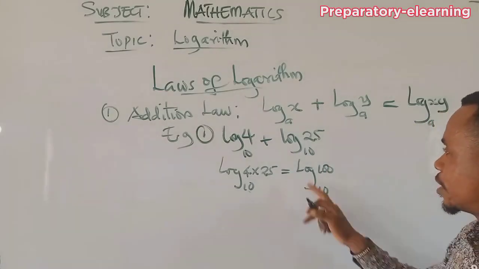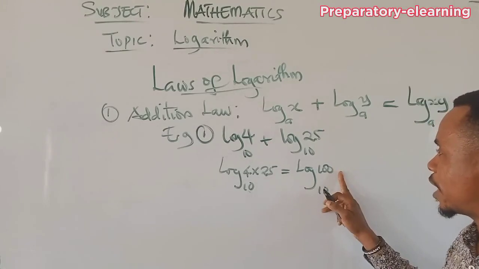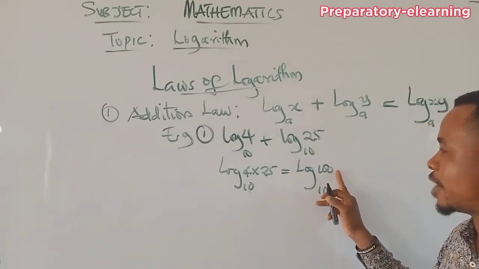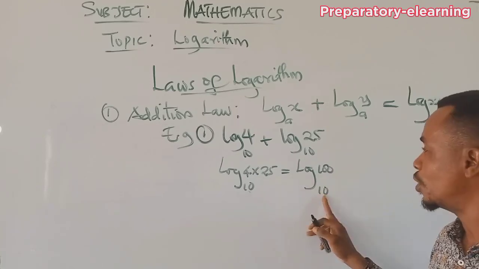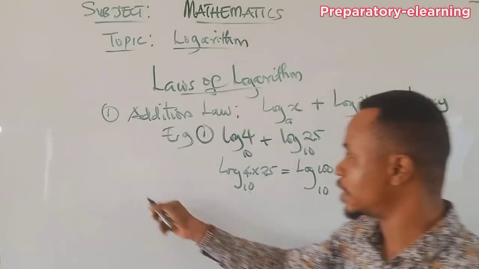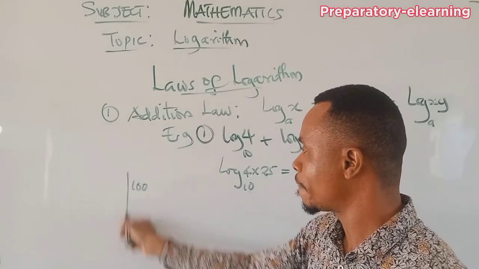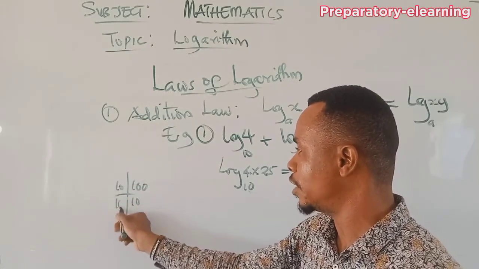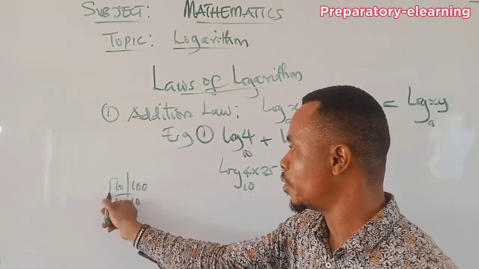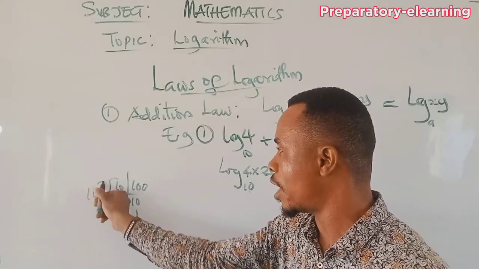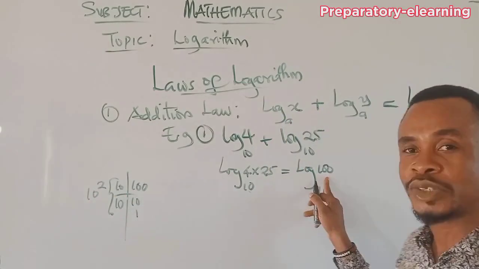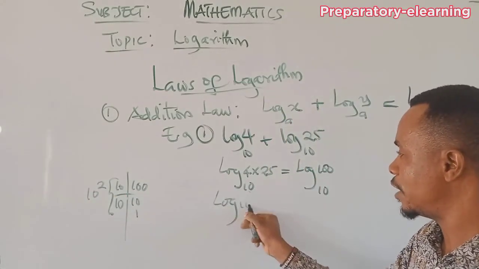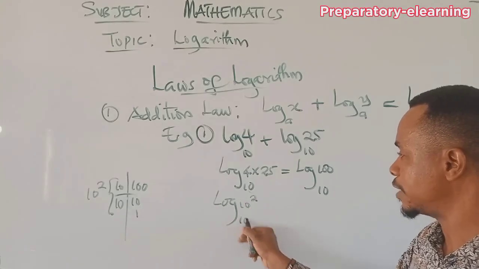We have log 100. How do we simplify log 100 base 10? First, you break down 100 to 10. How do we do that? Look here, simple division. You break down 100: 10 goes into 100, you have 10, and 10 goes here, you have 1. Now, what do we have here? 10 power 2. So in place of this 100, we bring in log 10 power 2 base 10.